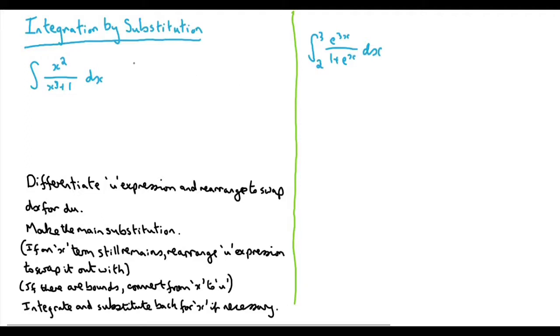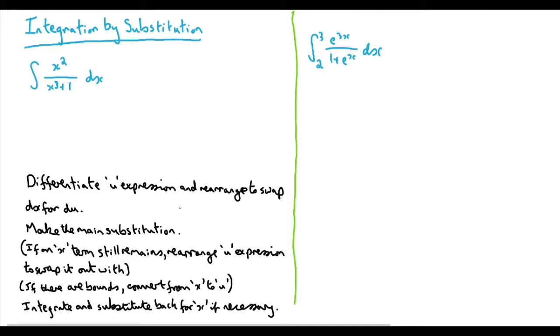Let's take this integration here. So we need to integrate x squared over x cubed plus 1. Now, as it stands, we may not be entirely sure what to do with this. What we can do is these steps down here.